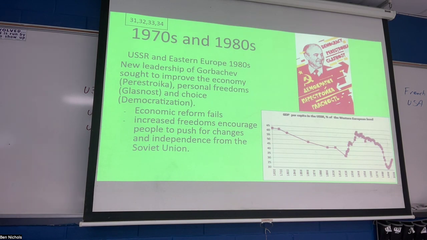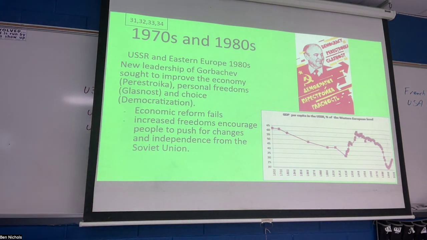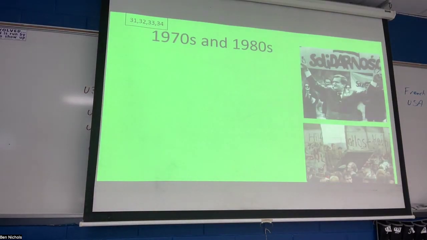So then, what is it, 30? I'll get back to Solidarity in a second. 32, perestroika, economic reform. Was it successful? No. What was glasnost? Increased transparency and freedom in the Soviet Union. And then democratization is 34. Essentially, when people get to choose, they choose to not be Soviet Union anymore.